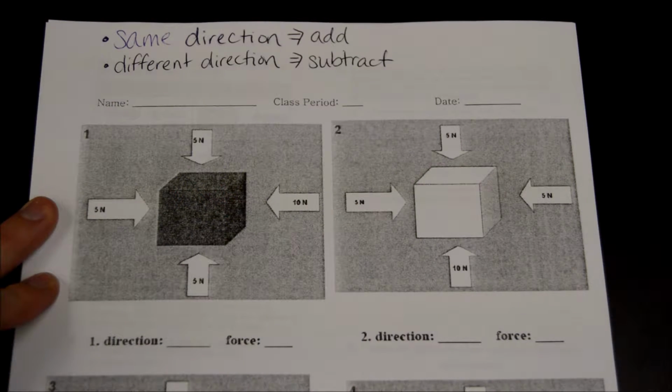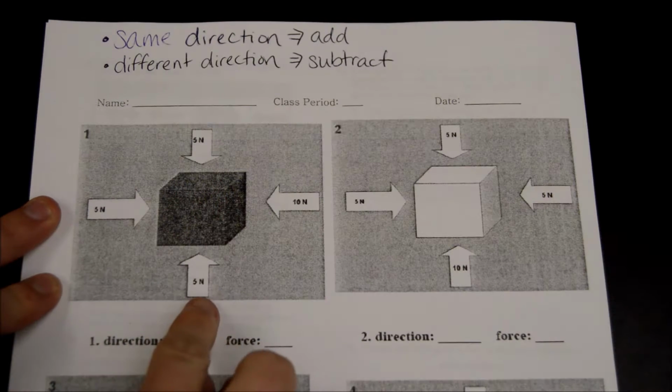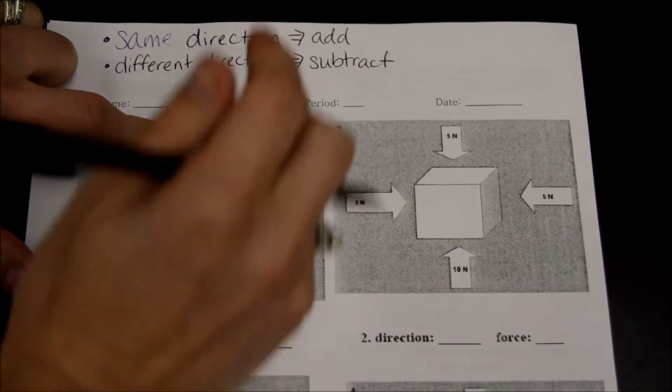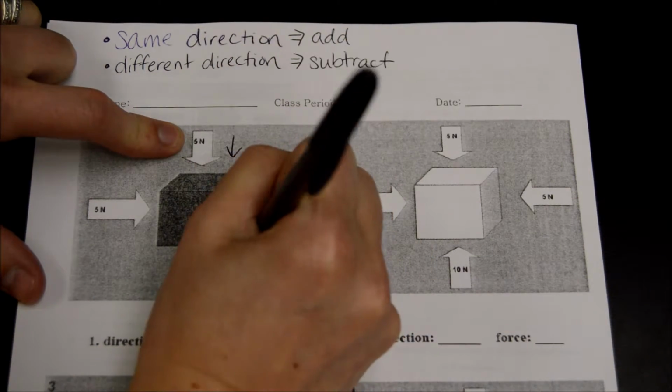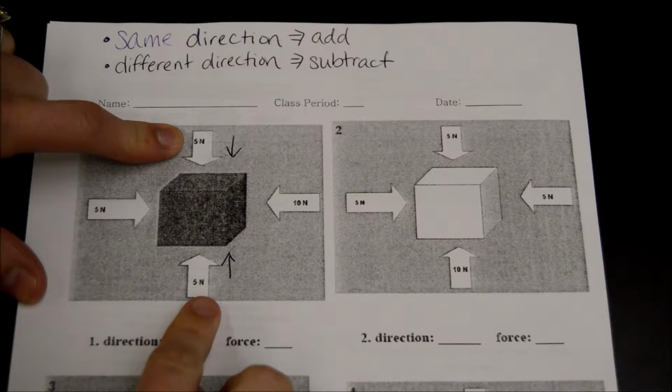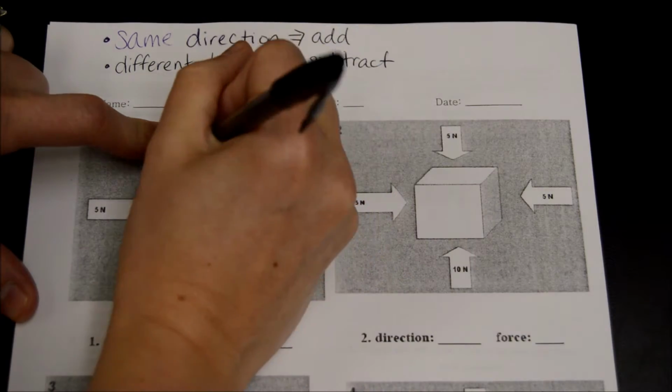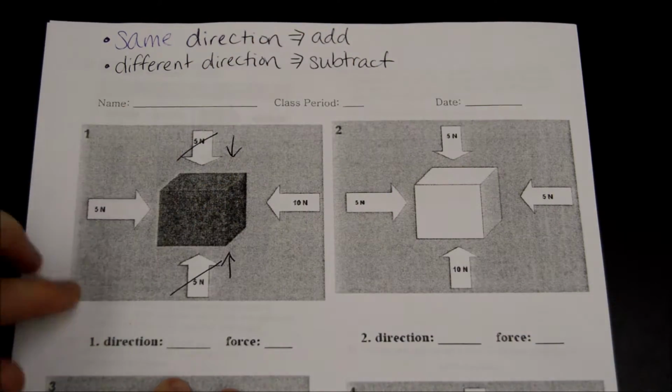Okay, so let's take a look at number 1. The first thing I want to point out is your up and down arrows. Are these working in the same direction or in opposite directions? Well, this one is going down and this one's going up, so those are opposites. Opposite directions tells us that we need to subtract. Well, if we look, they're the exact same numbers, so they're just going to cancel each other out.